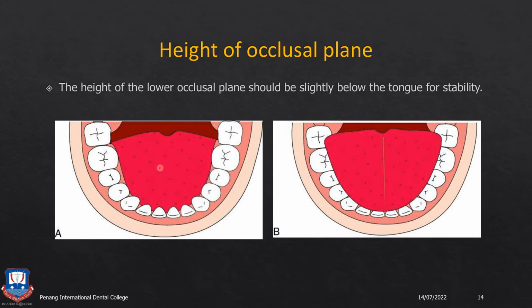So, as I mentioned, the height of the occlusal plane should be just below the lateral border of the tongue and not above the tongue. This will result in instability of the denture, and ultimately it will also affect the retention of the lower denture.